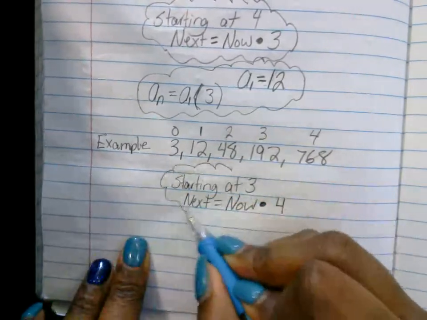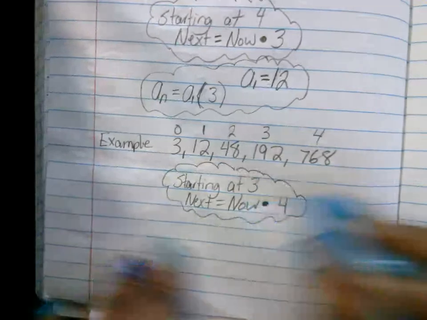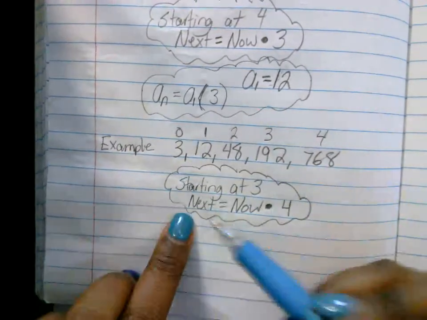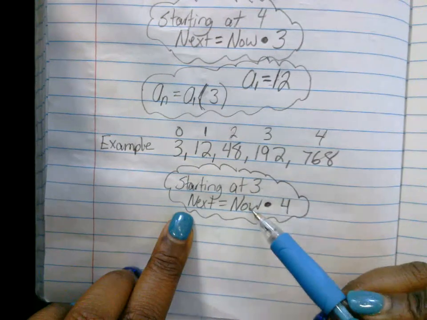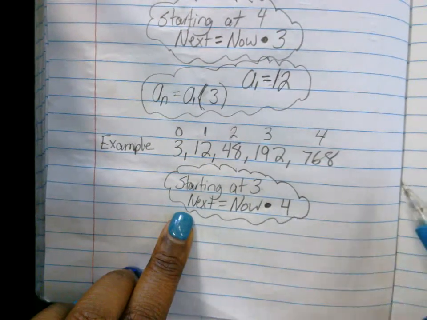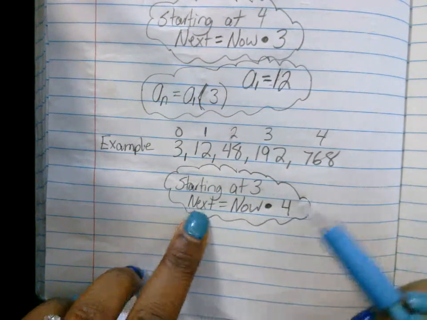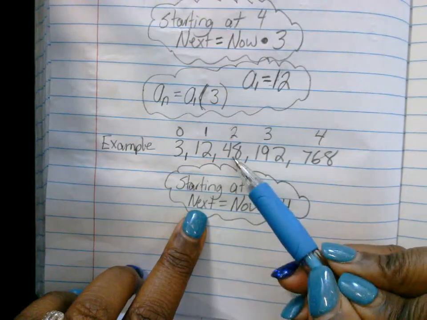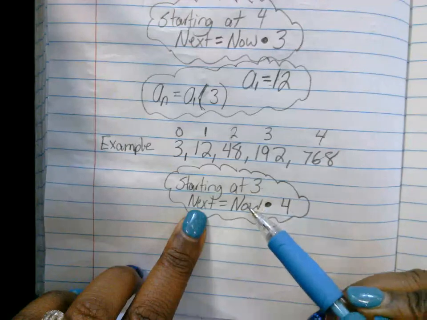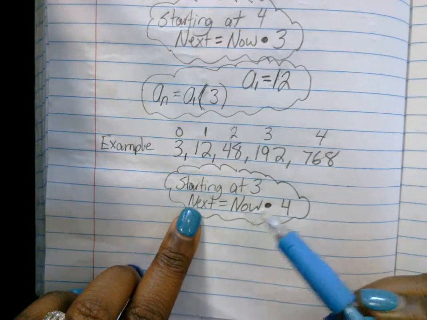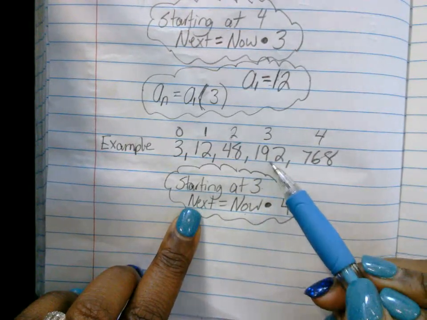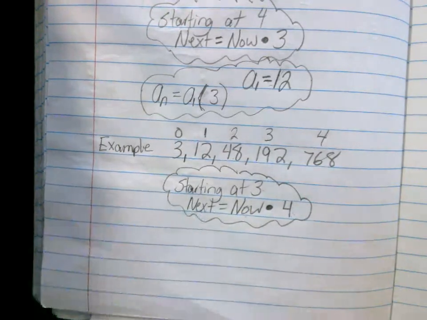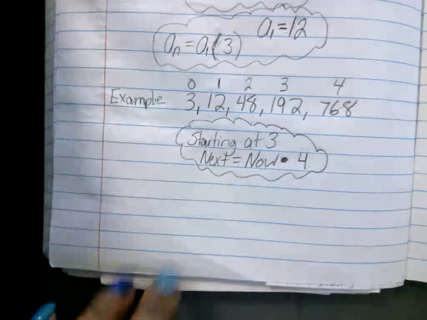This is a recursive formula because you have to use the previous number to get the next numbers. So my next number is going to be 3 times 4, which is 12. Then the new number is 12. Plug 12 in. 12 times 4 gives me 48. Then plug the new number in, 48, and you have 48 times 4 gives you 192, and so on and so forth.